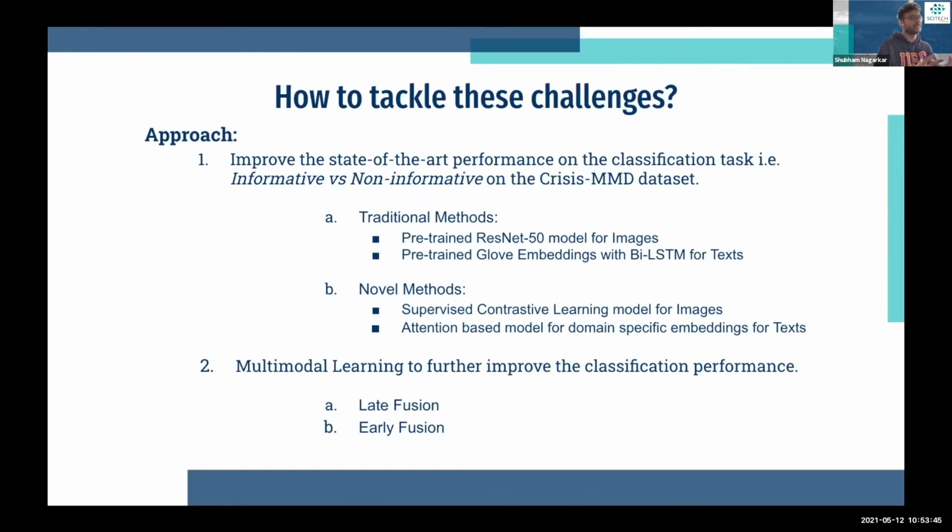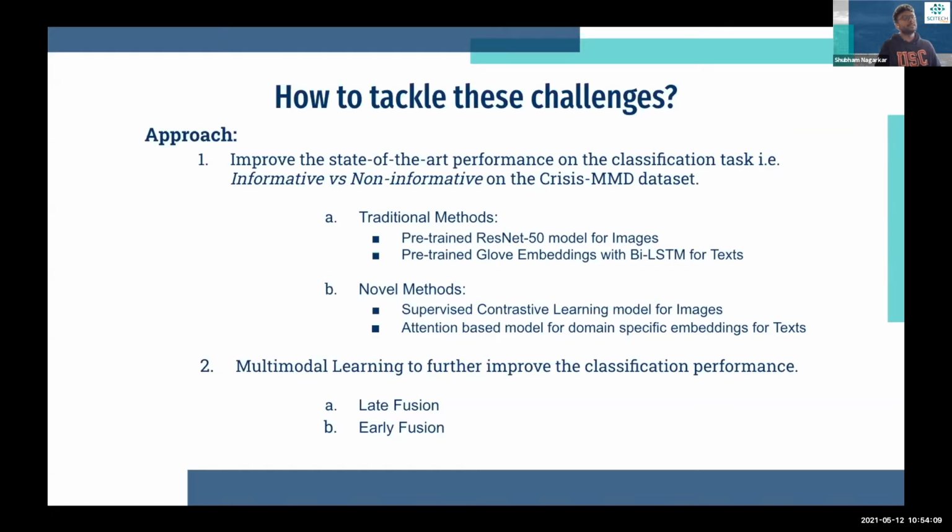So we are sticking to only a single classification task, that is informative and non-informative, on this Crisis MMD data set. In order to do so, we have two methods. First is the traditional method and second is the novel method. In the traditional methods, we are using pre-trained networks like ResNet 50 for images, and we are using pre-trained embeddings, that is GloVe embeddings, which is basically trained on internet data crawled from various websites.